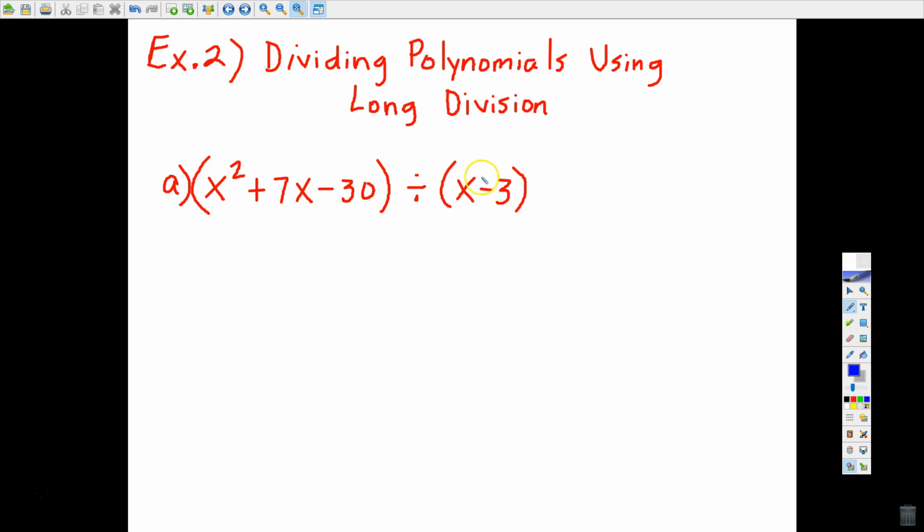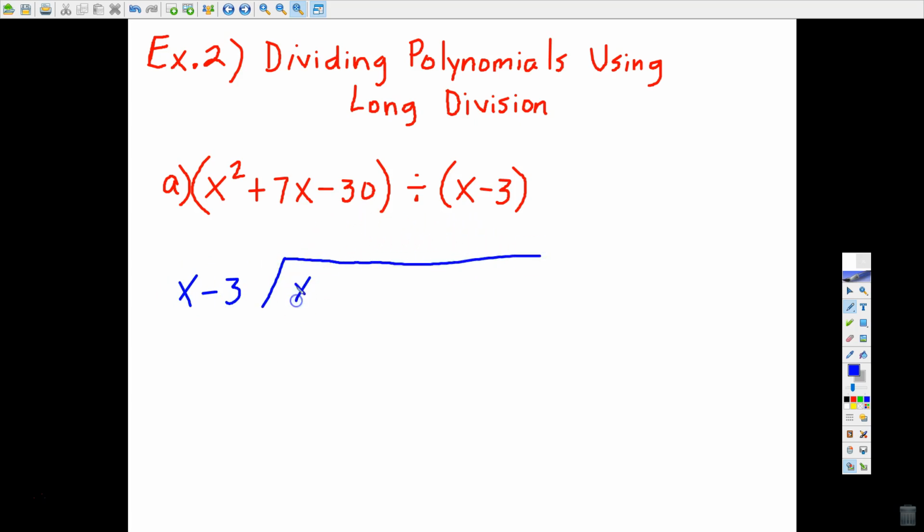Okay, so if it's monomial division, we do not need to use long division, but if it's anything above, binomial or above, that we're dividing by, we need to use the long division process. So here's how long division works.